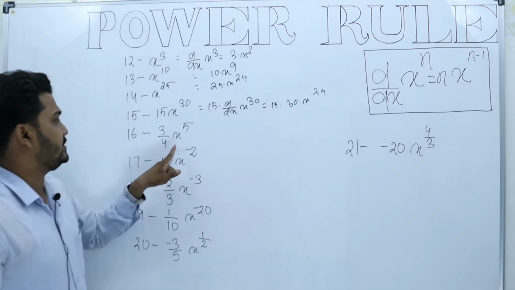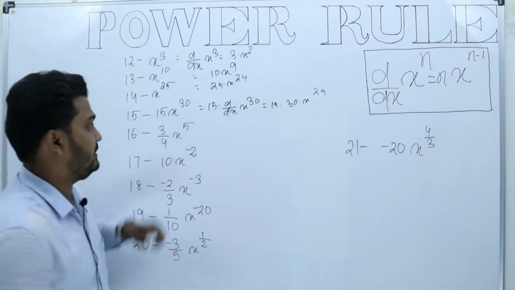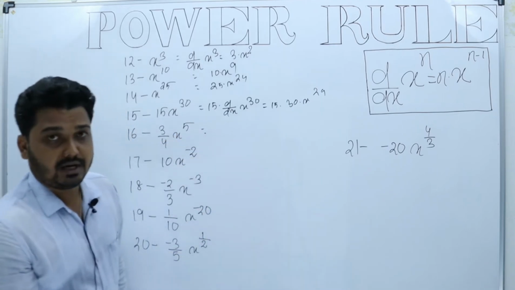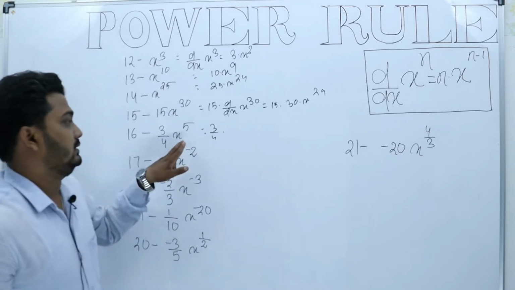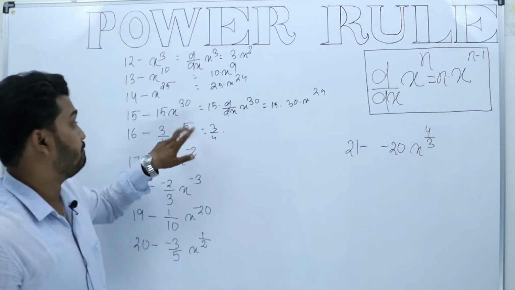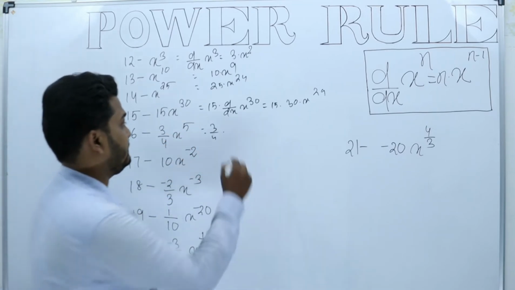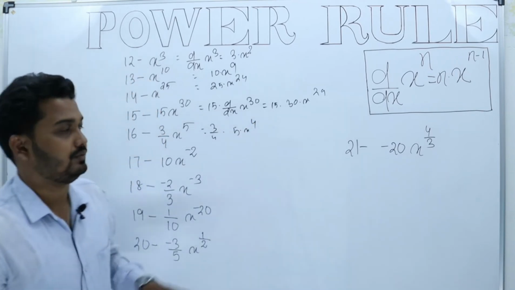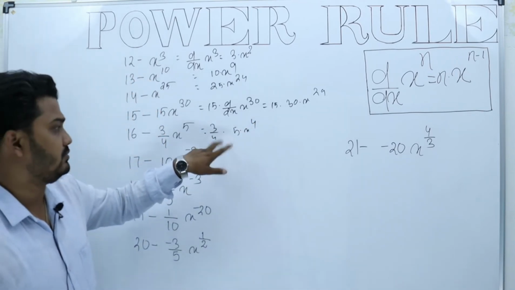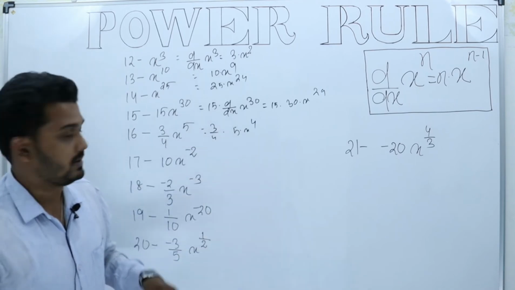In the next question, 3 by 4 x to the power 5. So 3 by 4 is a constant, we will keep 3 by 4 outside. Derivative of x to the power 5, as the power is 5, it is 5x to the power 5 minus 1, that is 4. And in the next step you can multiply 3 by 4 with 5.